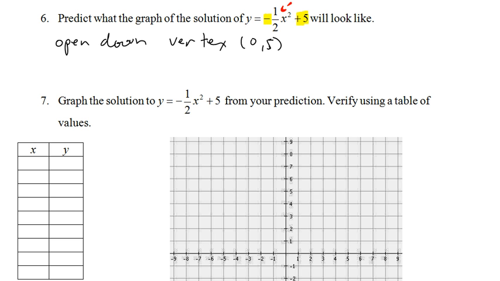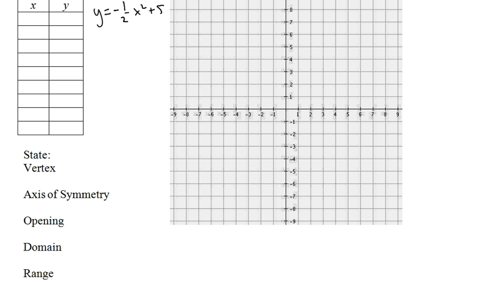we've got the half here. So we're going to be vertically compressed by a factor of a half. So it's going to look a little fatter because it's been squished up and down. Okay, and we've got y equals negative 1/2 x squared plus 5.